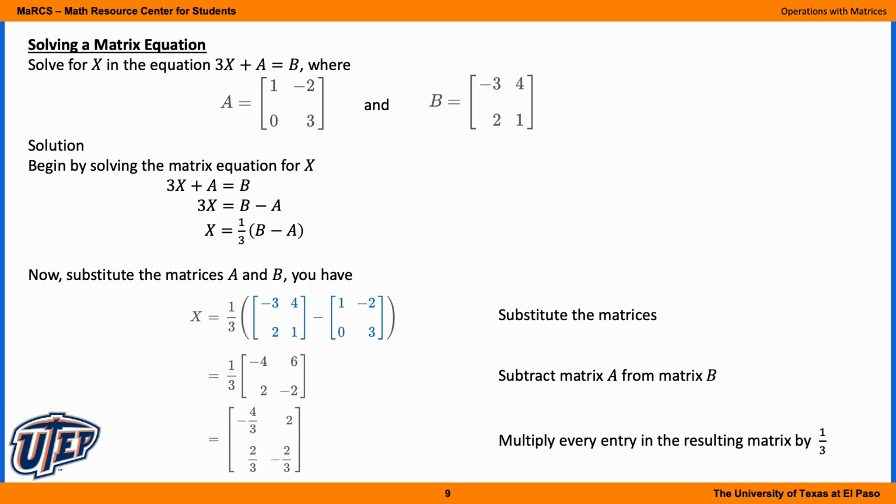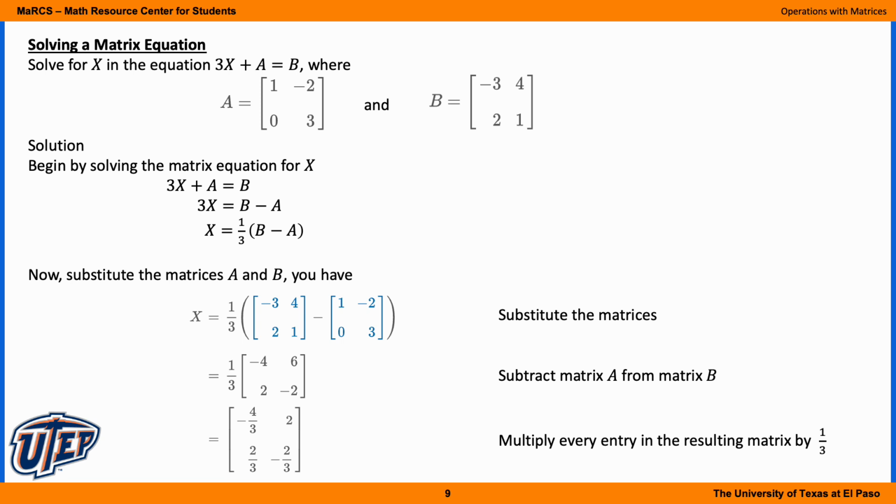So for B, we plug in the entries negative 3, 4, 2, and 1. And for A, we plug in the entries 1, negative 2, 0, and 3. Then we complete the subtraction. So negative 3 minus 1 will give us negative 4. 4 minus negative 2 is positive 6. 2 minus 0 is 2. And 1 minus 3 is negative 2.